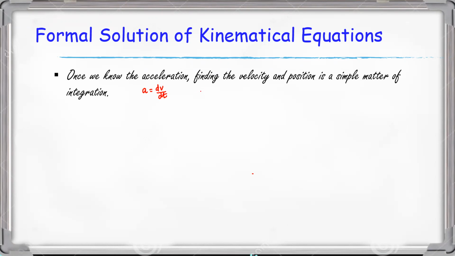And if we integrate the expression, we can obtain the expression for velocity, and we have a connection between velocity and position as v is equal to dr divided by dt. By using integration, we can find the position.